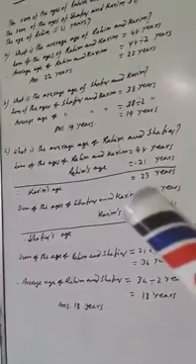See, the sum of the ages of Rahim and Karim is 44 years and Rahim's age is 21 years, given in the problem. So if we subtract Rahim's age, we will get Karim's age. The sum of the ages of Rahim and Karim is 44 years, Rahim's age is 21. So if we subtract, we will get Karim's age, 23 years.